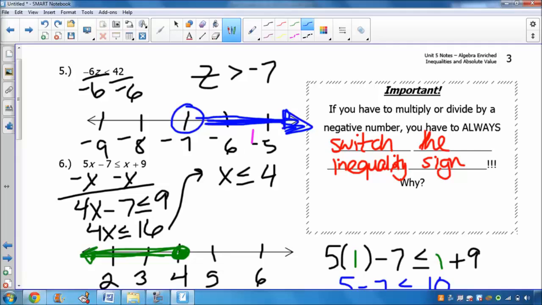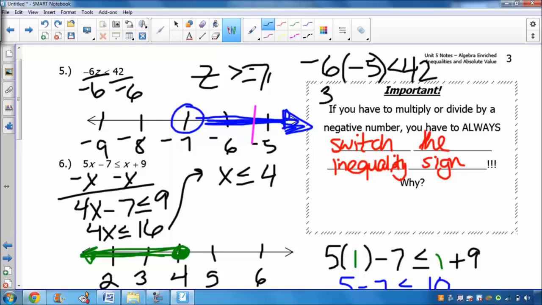So if I were to plug in randomly, I'm going to choose -5 as my number that I'm going to plug in since it's in the shaded area. So I'm going to do -6. Sorry, I don't know why it keeps doing that. Ooh, that's no good. Okay, so I end up getting -6 times -5, right? Is less than 42. So then I end up getting 30 is less than 42, which is a true statement.